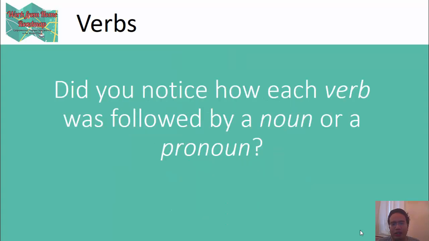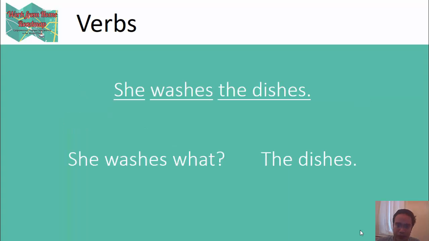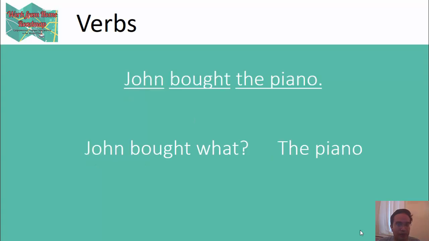All right, did you notice how each verb was followed by a noun or a pronoun? Let's do our question test for each example. She washes the dishes. She washes what? The dishes. She is the subject, washes is the transitive verb, and the dishes is the direct object.